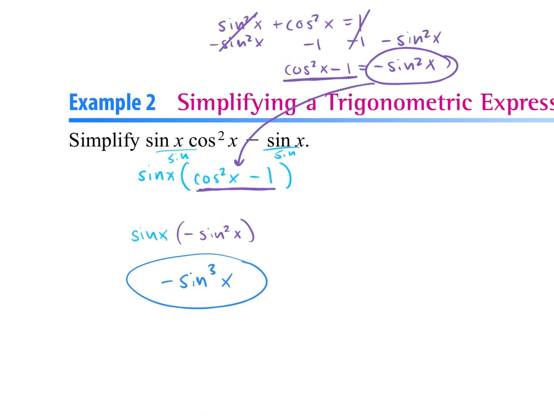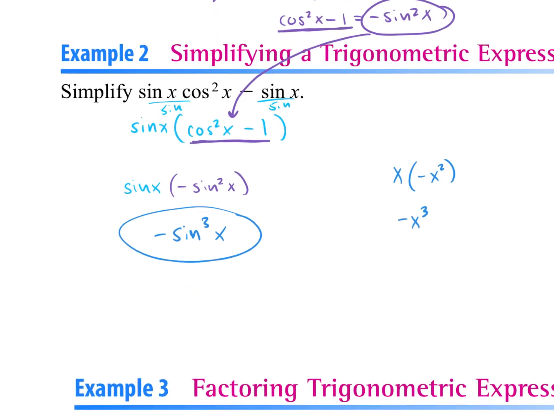So a lot of these questions, we are just applying what we know with algebra, but using trig functions instead. So I know that if sine was x, I could have multiplied x times negative x squared, and that would become negative x cubed. So it may help just to think about it in terms of x's and simplifying it that way.